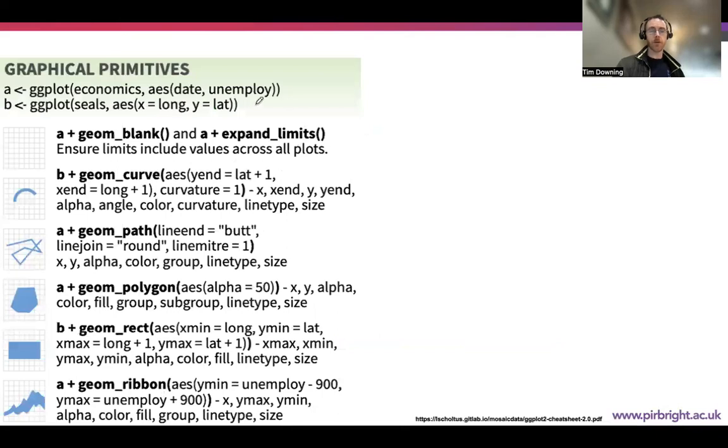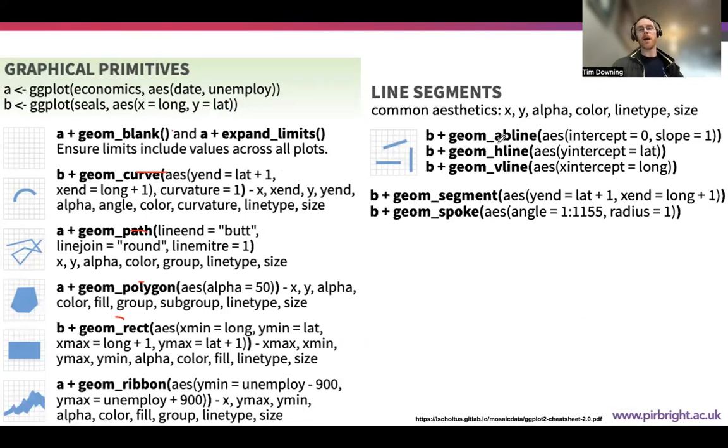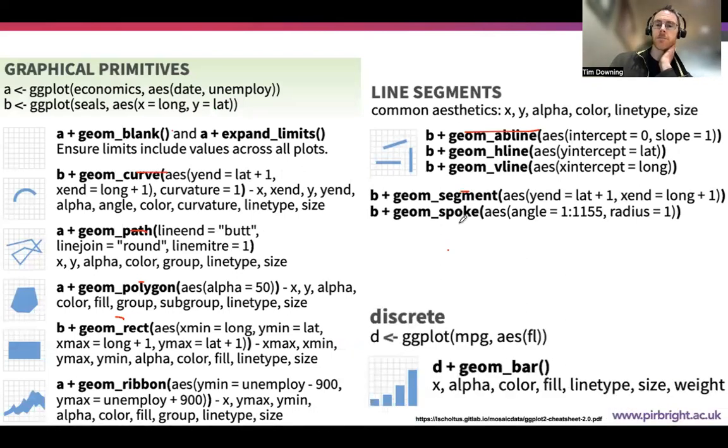There are also graphical parameters that you can add on. So you could have things that you want to add in here, such as a curve, a path, a polygon, for example, if you're trying to fill an area, a rectangle. There's other things you can add on as well. Line segments, so you could have abline, which we'll use that function a bit. hline is a horizontal line. vline is a vertical line. There's also segments and spokes too. So there's quite a lot of different functions that you can use to represent different line types.